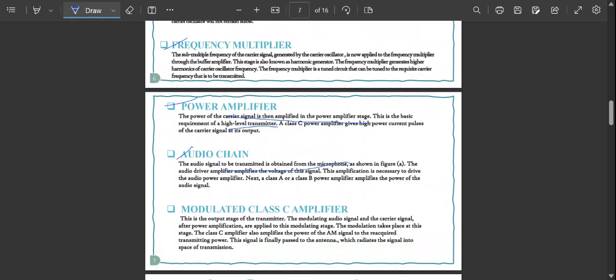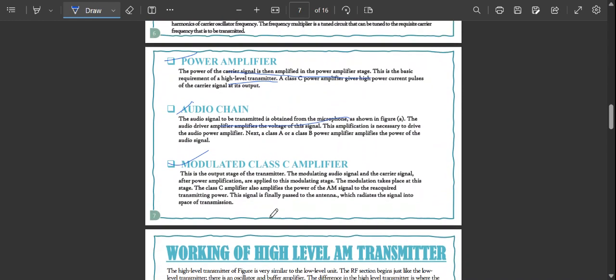The audio driver amplifier amplifies the voltage of the signal. The amplification is necessary to drive the audio power amplifier. Next, a Class A or Class B power amplifier amplifies the power of the modulated signal. Modulated Class C amplifier. This is the output stage of the transmitter.